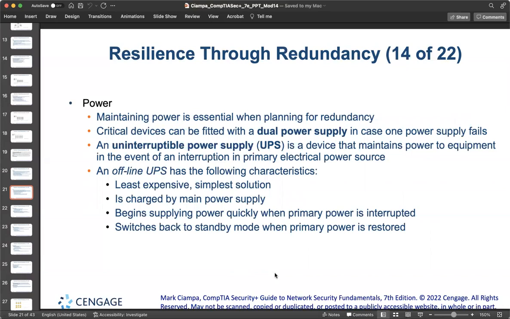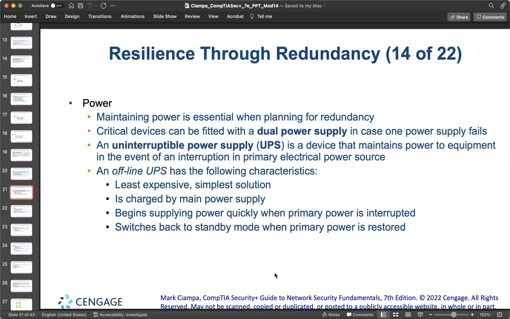Another aspect of redundancy for resilience is the power. If the power goes off, if you're unplugged or disconnected, now again, you cannot have any communication happening. So maintaining power is essential when planning for redundancy, and critical devices can be fitted with a dual power supply in case one power supply fails. The other one is going to take over. Or you can use the UPSs, or uninterruptible power supplies, which can come in two flavors, offline or online, right?